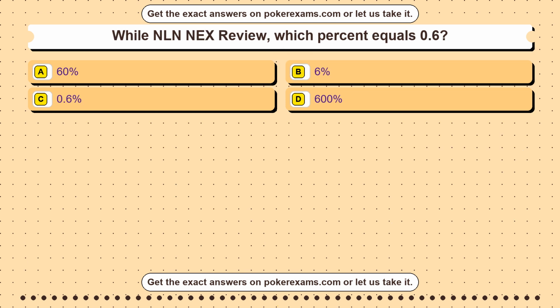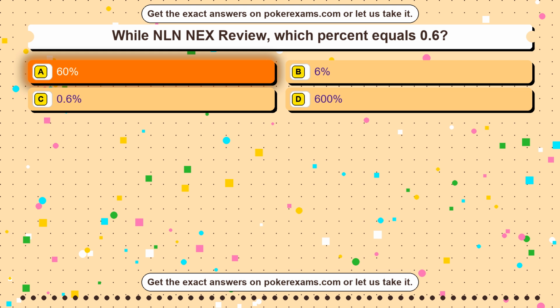Question 17. While taking the GED reading practice test, which number is 7 less than 20? Option A: 13. Option B: 17. Option C: 27. Option D: 140. The correct answer is option A.